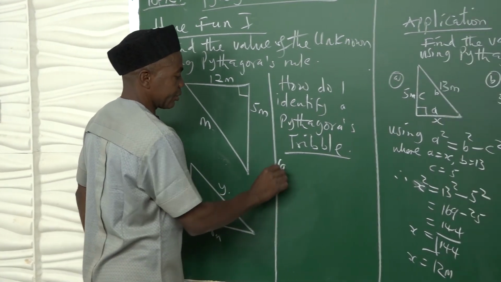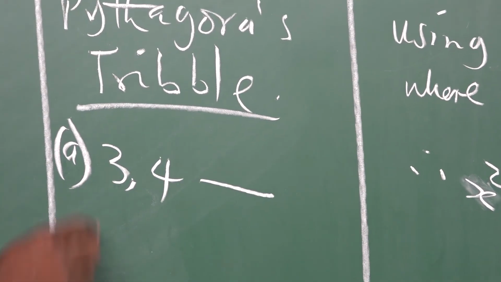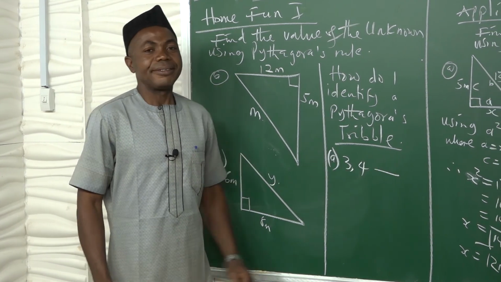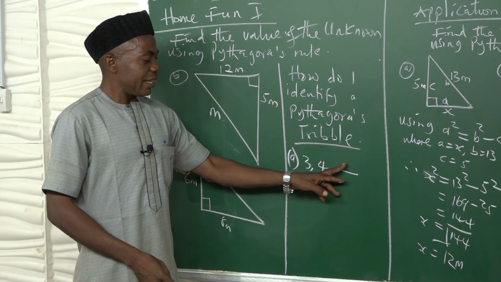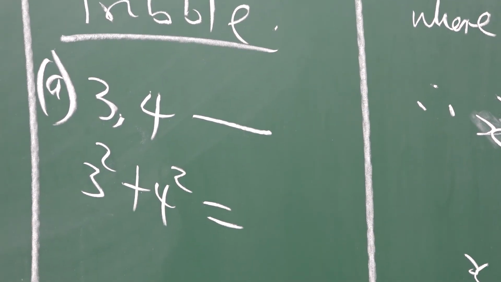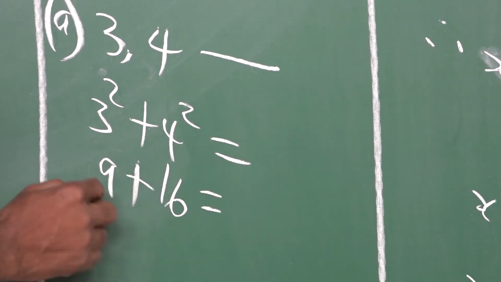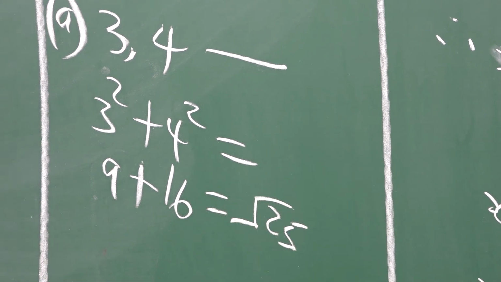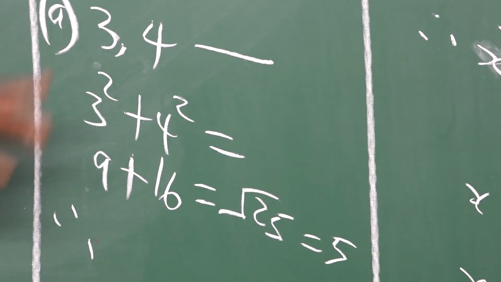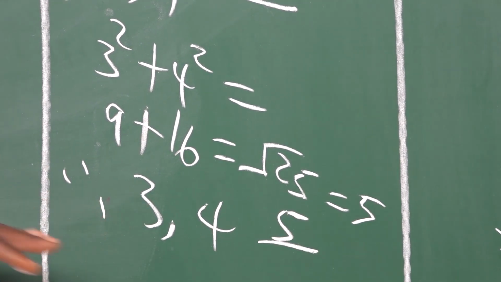You'll be given 3, 4, dash. What will be here? The best way to get here is to write 3 squared plus 4 squared is equal to this column. 3 squared is 9. 4 squared is 16. And the addition of the 2 gives you 25. So the square root of 25 is equal to 5. Therefore, the triple are 3, 4, and 5. So this is the best way.